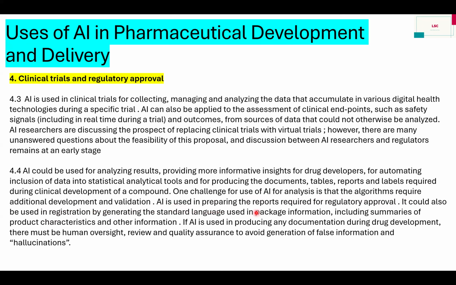AI is used in preparing the reports required for regulatory approval. It could also be used in registration by generating the standard language used in package information, including summaries of product characteristics and other information. If AI is used in producing any documentation during drug development, there must be human oversight, review, and quality assurance to avoid generation of false information and hallucination.